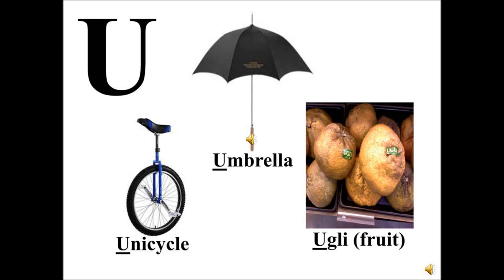That fruit is called ugly. I believe it's both a grapefruit and a tangerine. But that fruit is called ugly. Ugly is a U word. Let's spell ugly. U-G-L-I, ugly. U-G-L-I. Ugly.